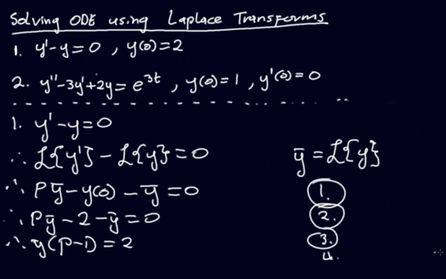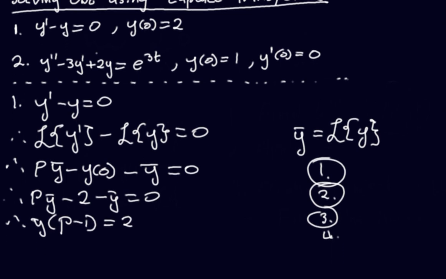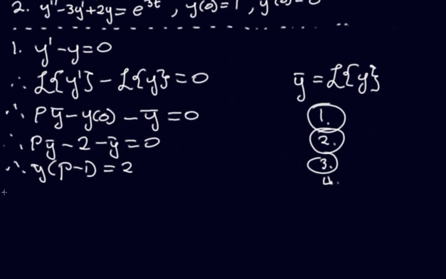Making it the subject of the equation means we want it to be standing alone on the left hand side. Therefore, we're getting a p minus 1 on the right hand side.